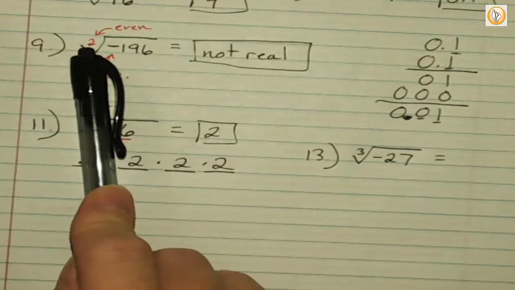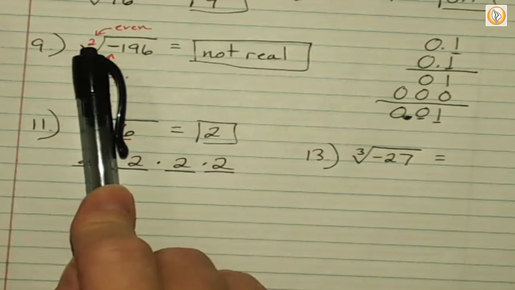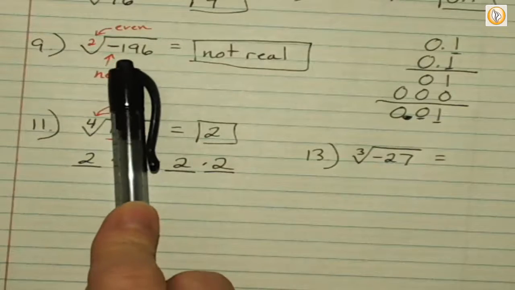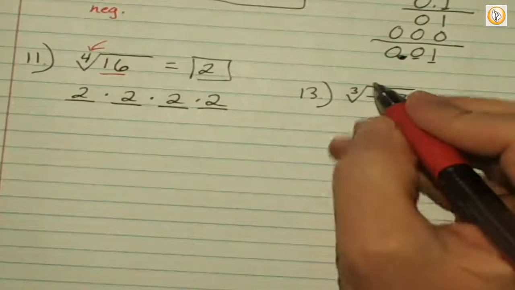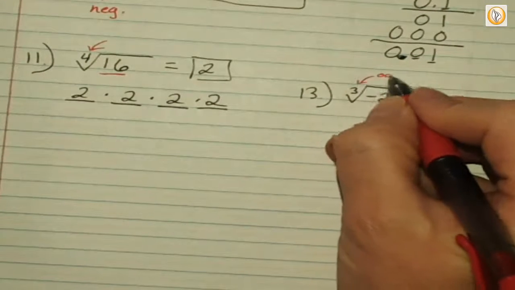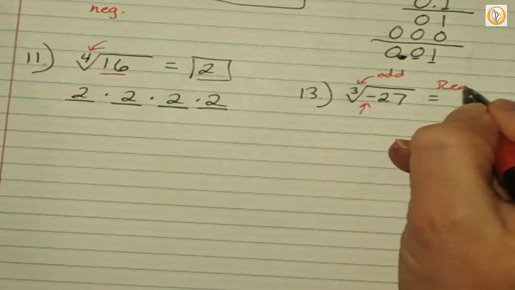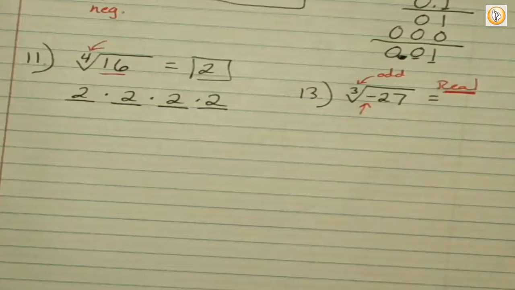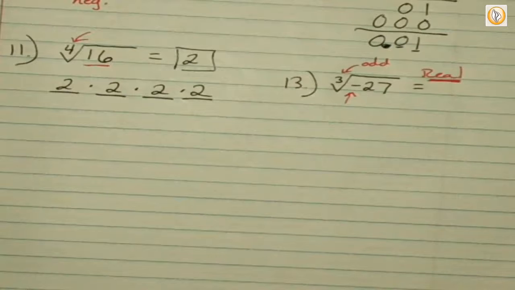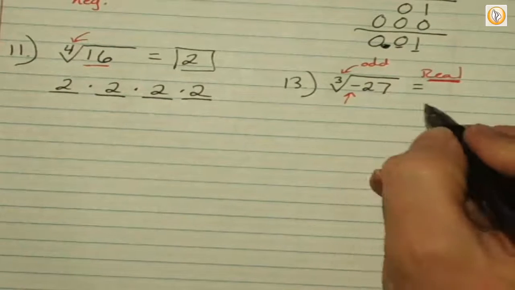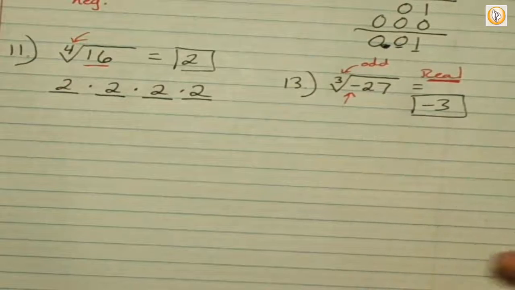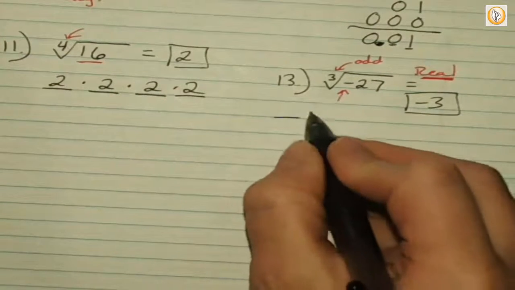So if it's an odd root in the checky thing, I can explain this to you. It's an odd number, so that means that you can have a negative in the middle. The answer is real. Listen, it's negative 3. So negative 3. Yeah, correct. Good job. It's real.